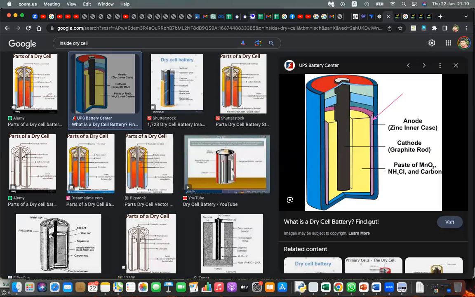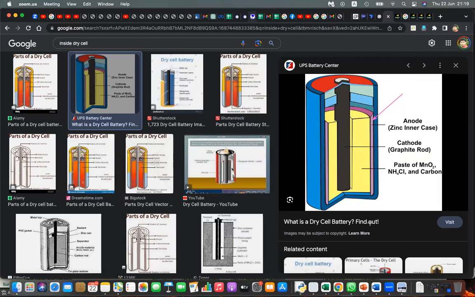Zinc with battery acid. I will show you a video, because we are doing this online. Then battery acid and this zinc will react and it will create hydrogen gas.